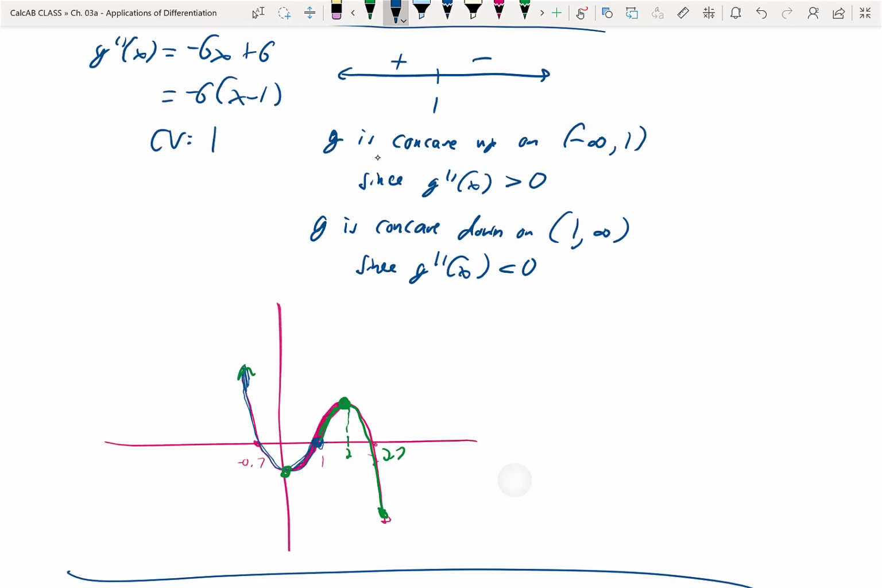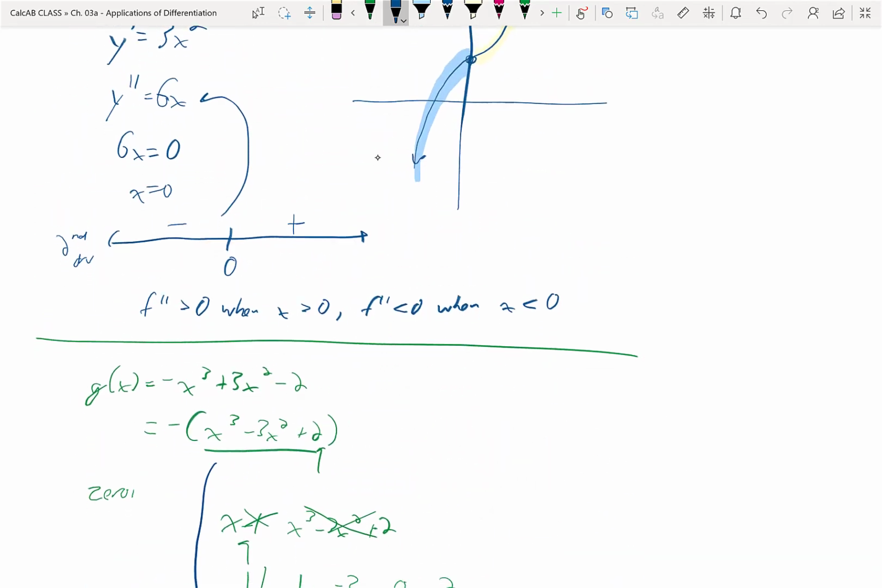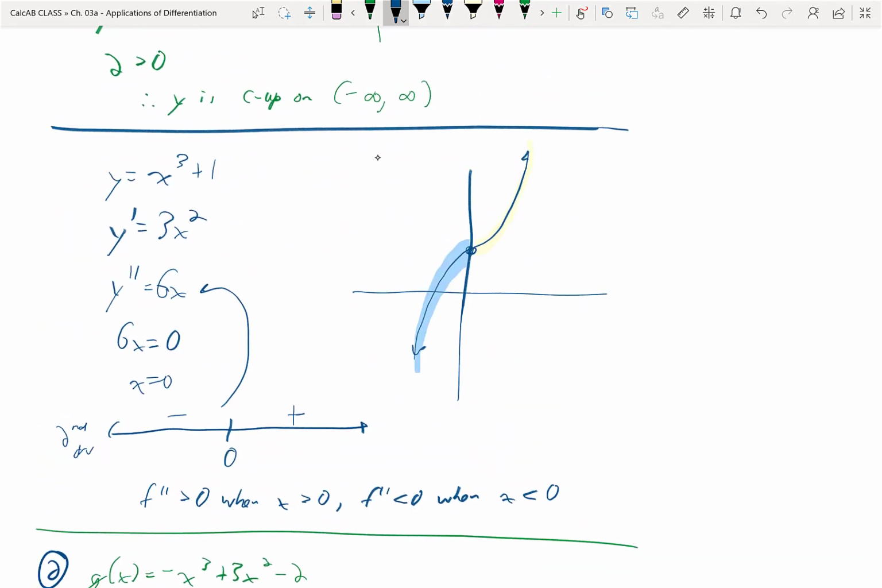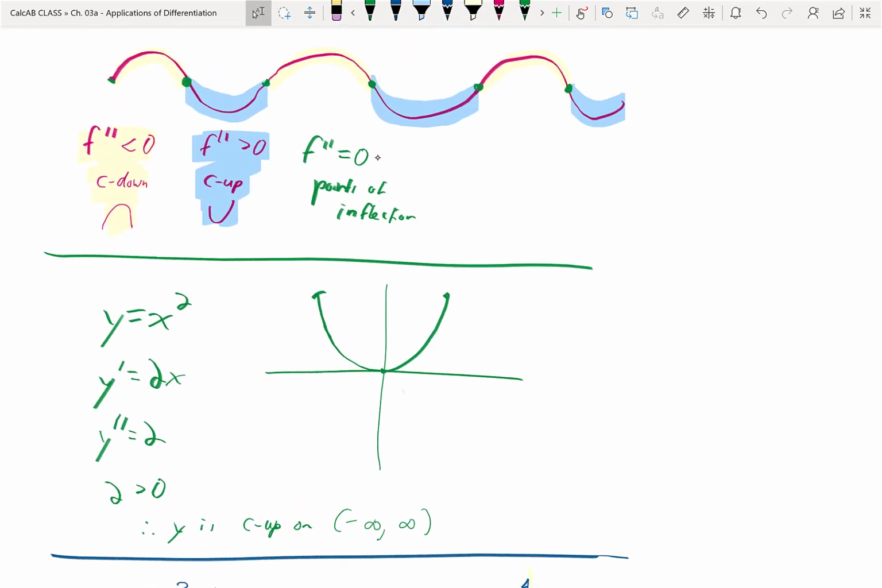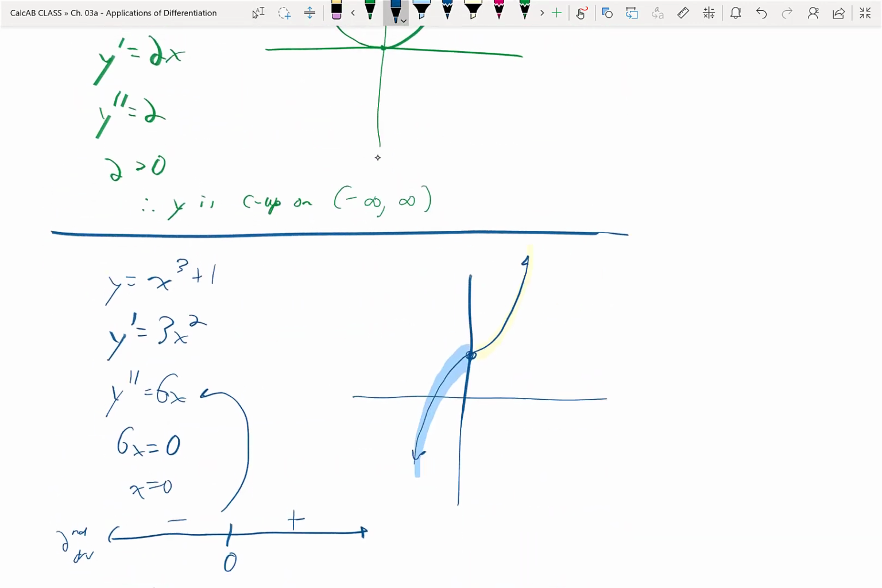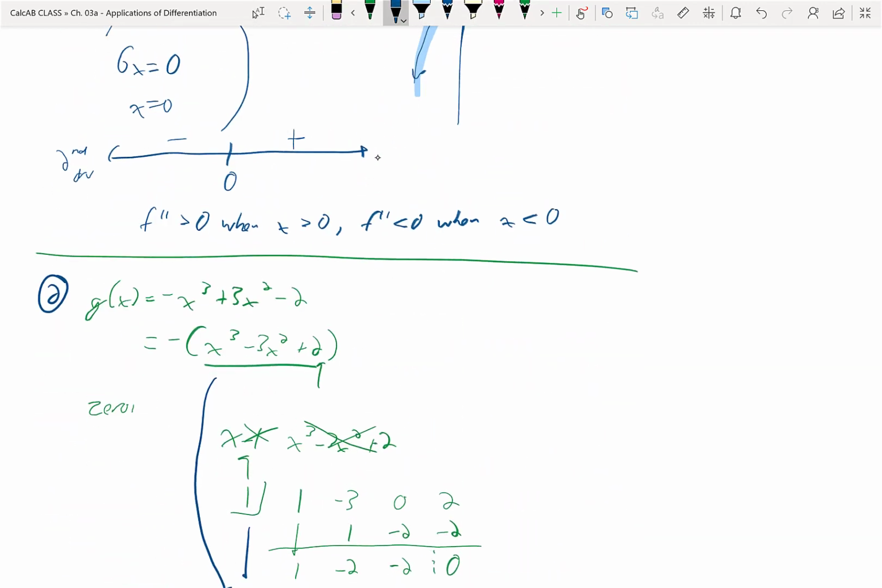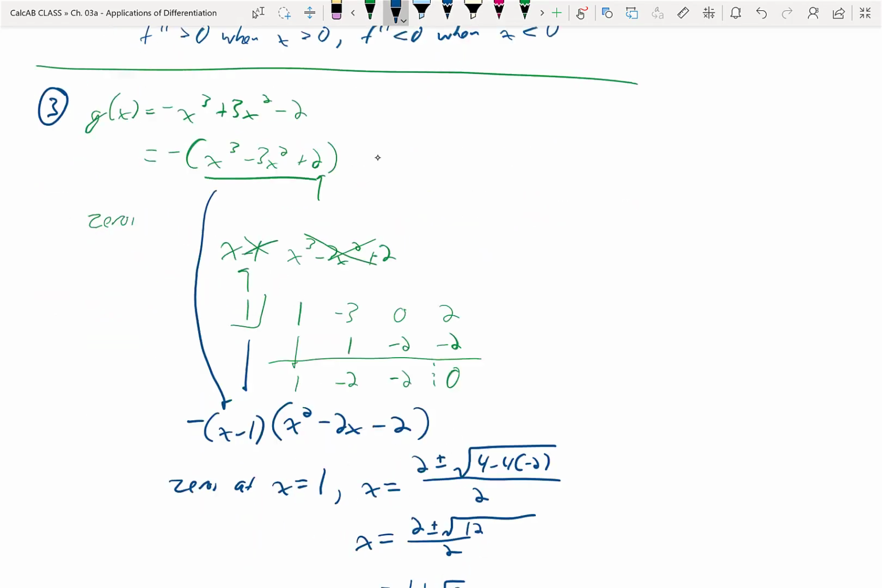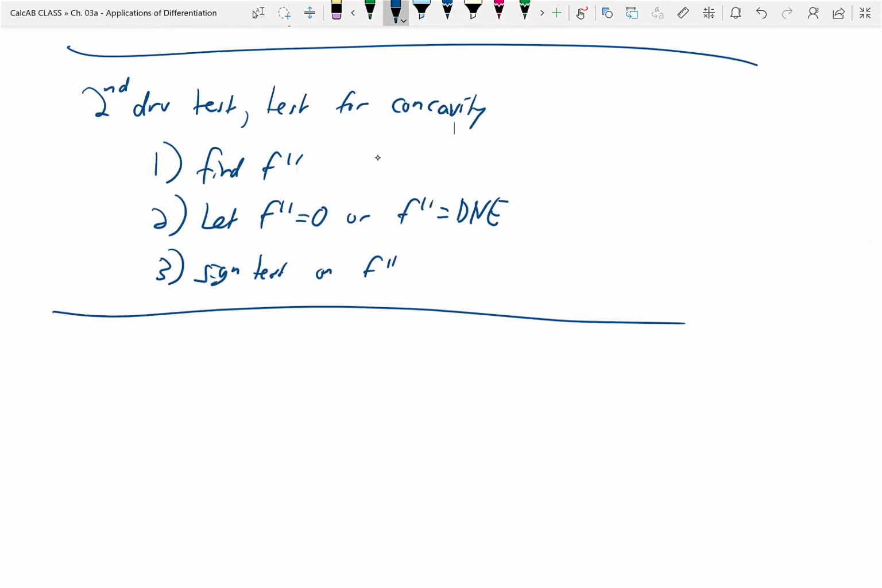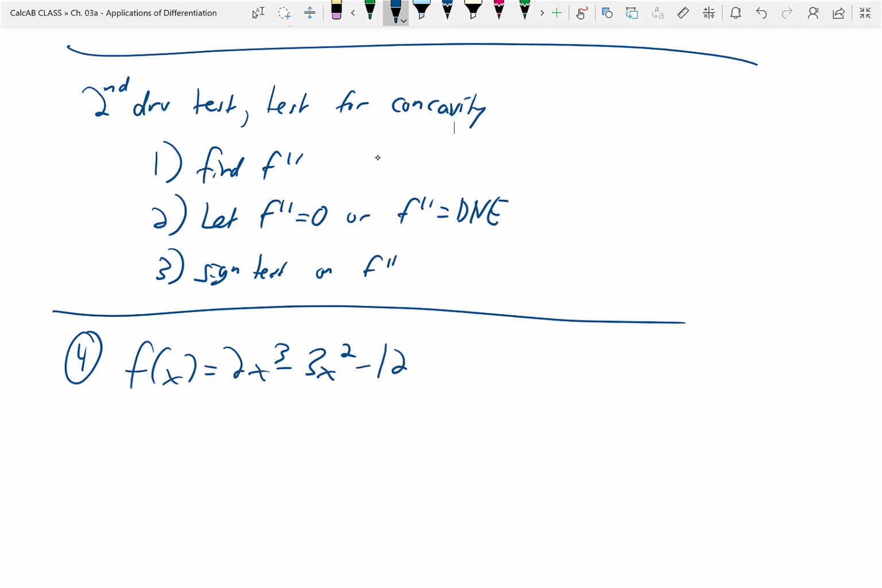So as another example, I should number these. We'll call that 1, this should be 2, that's 3. And so this is now example 4. Let's do f of x is equal to 2x cubed minus 3x squared minus 12x plus 5.